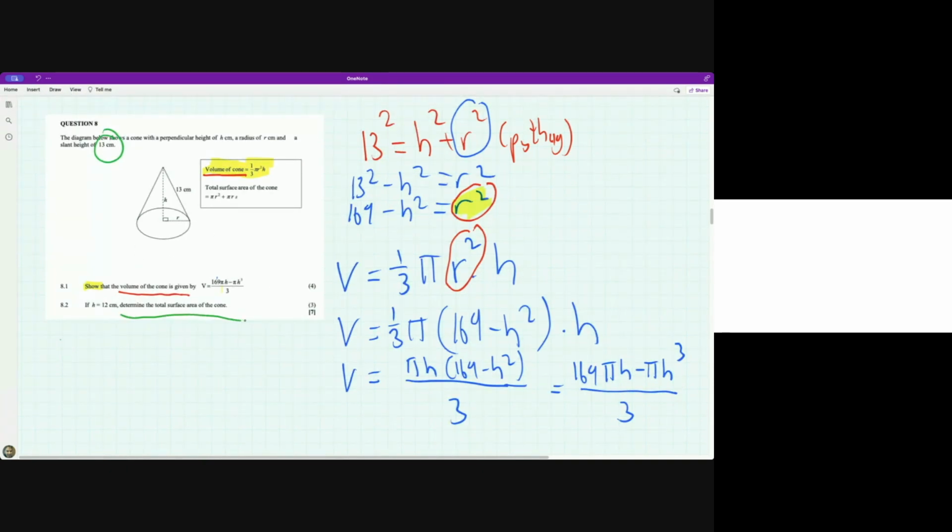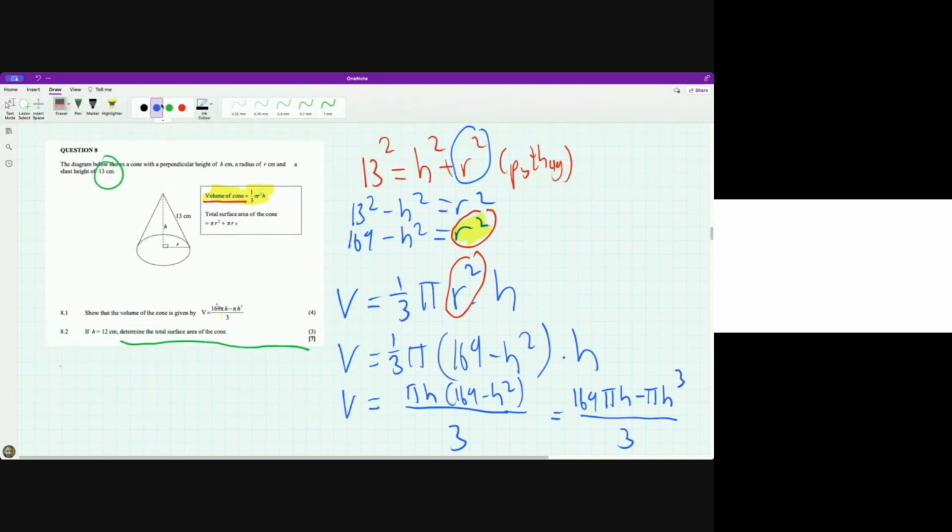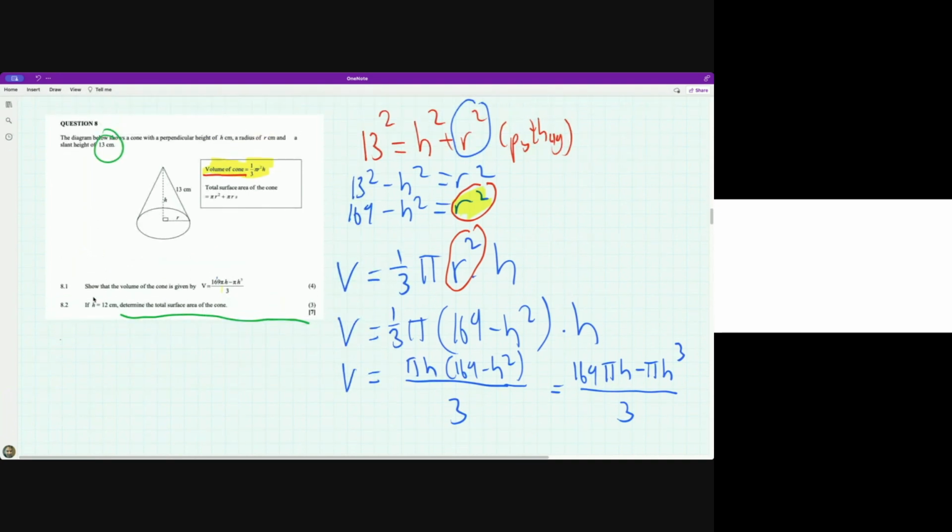The second one is much easier, but most people would have got such a fright with 8.1 that they wouldn't have looked at 8.2. So when you do an exam paper, it's often important to realize that not all the questions are equal difficulty. Anyway, you'll see what I mean now.